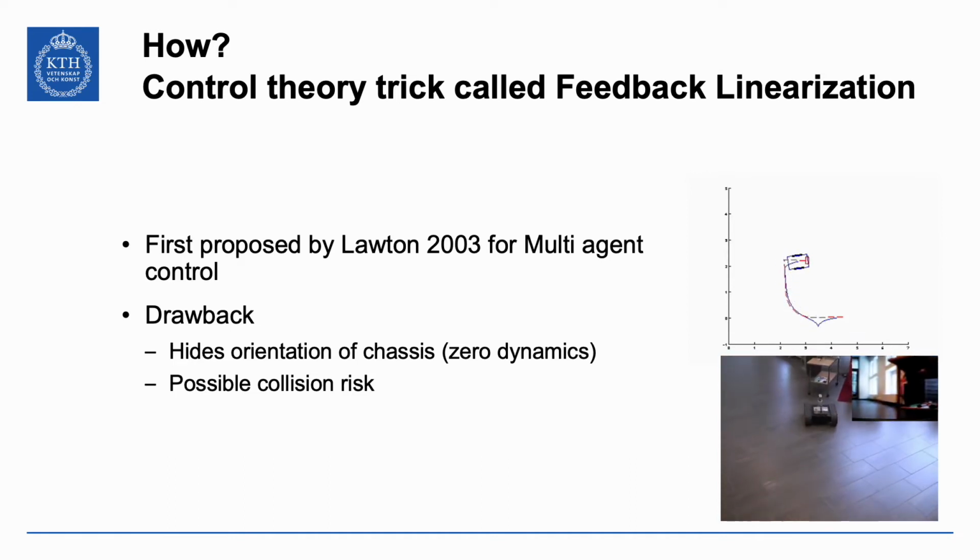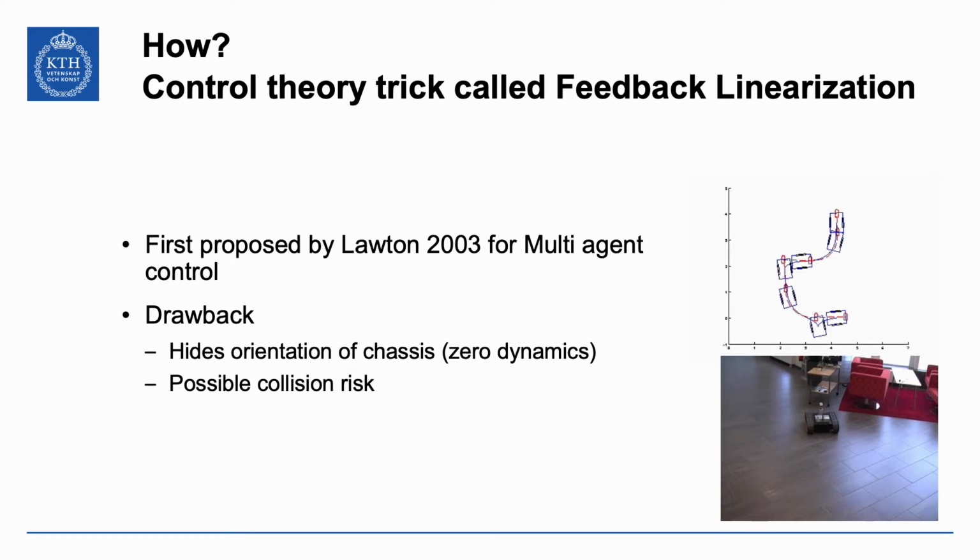And the possible drawback, as we noted, is that when controlling it, it feels like a computer game, it moves like a computer game, but you're actually hiding the motion of the main body of the robot. So if it's a very cluttered environment, you might have collisions.